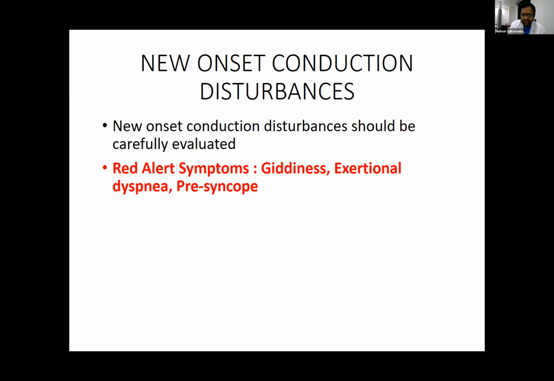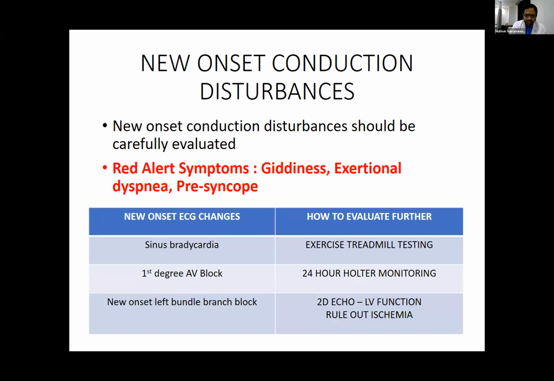One is whether the patient is symptomatic for these new onset conduction disturbances, in terms of giddiness, exertional dyspnea, which is very common, and anything like pre-syncope or syncope that this patient had. And a few things that I feel are very important: if you see new onset sinus bradycardia in someone who usually had a normal heart rate and their presenting symptom is exertional dyspnea, one thing you need to really consider is something like a sinus node dysfunction.